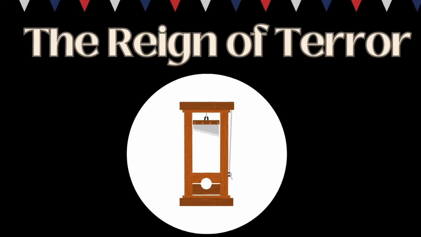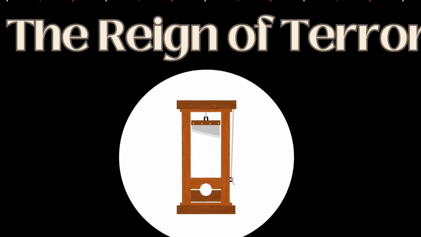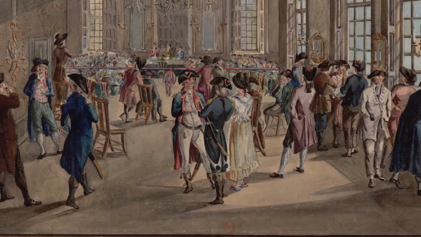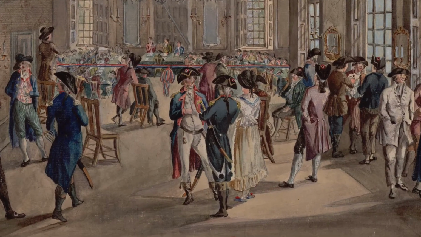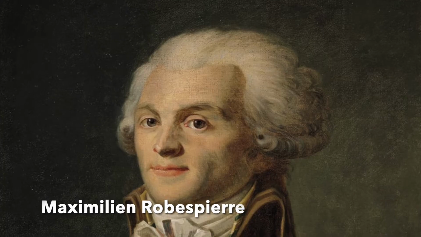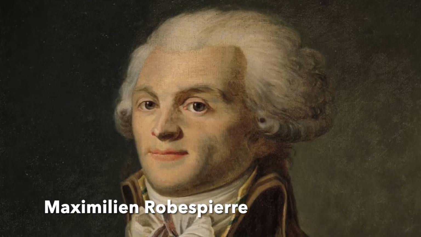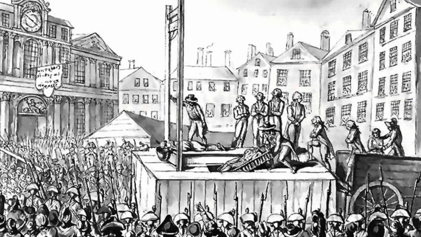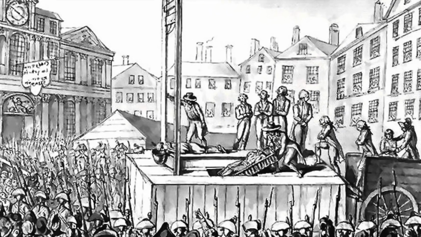Topic number 3 is the Reign of Terror. As the revolution progressed, internal conflicts grew and radical factions gained influence. Maximilien Robespierre and the Committee of Public Safety took over, initiating the Reign of Terror. This period was characterized by mass executions of perceived enemies of the revolution.